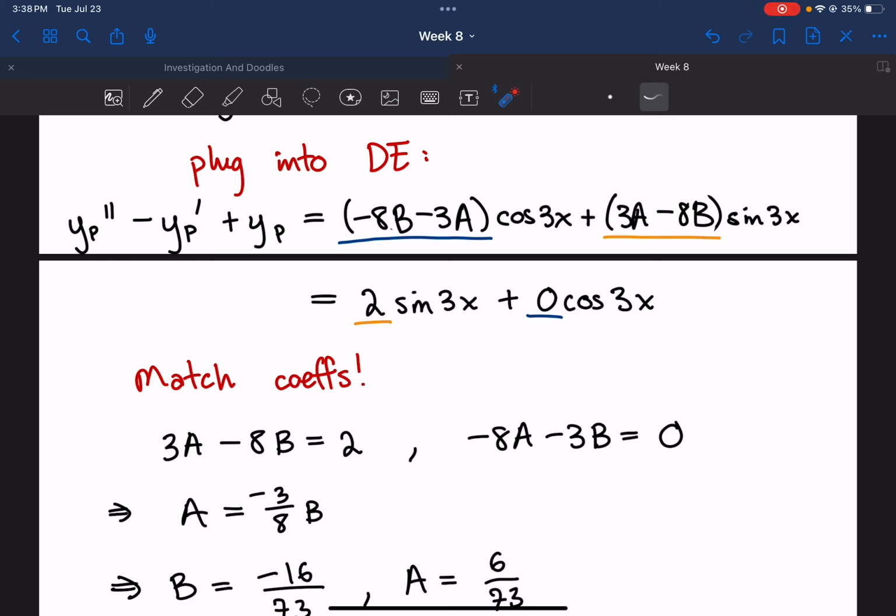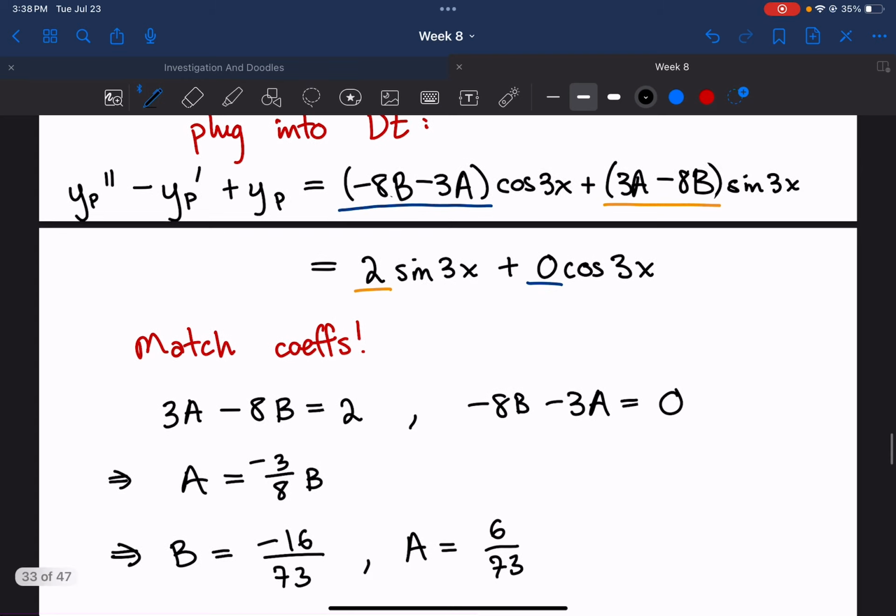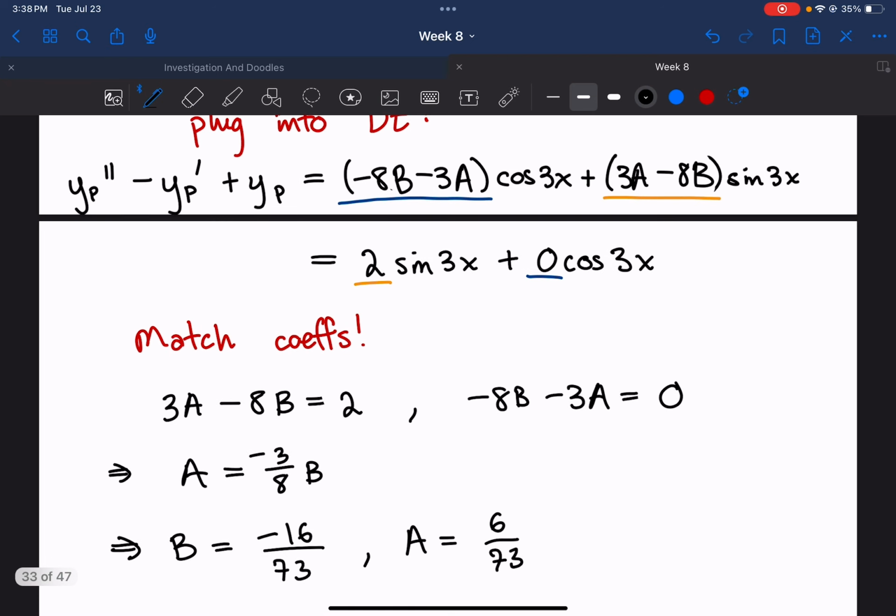And then I've got negative 8b minus 3a, I don't know what is going on, equals 0, right? Which tells me that b equals negative 3 over 8 a, which means, plugging that in here, that's going to clean this up pretty nice.